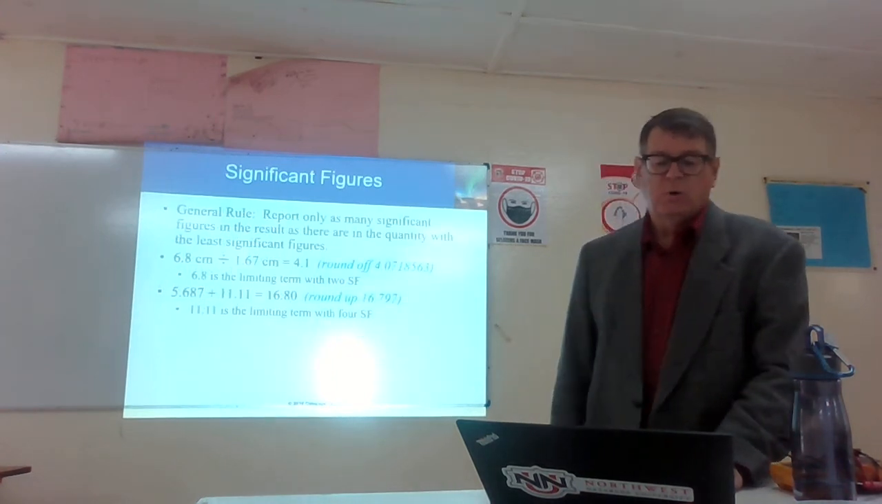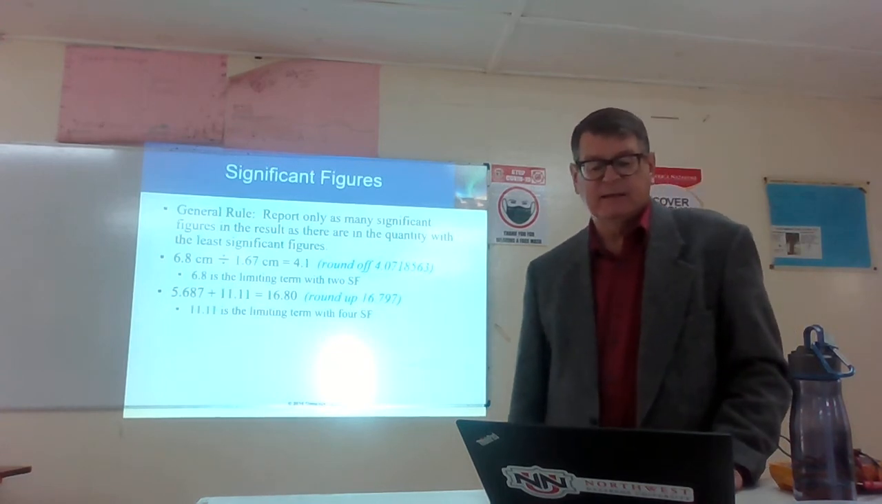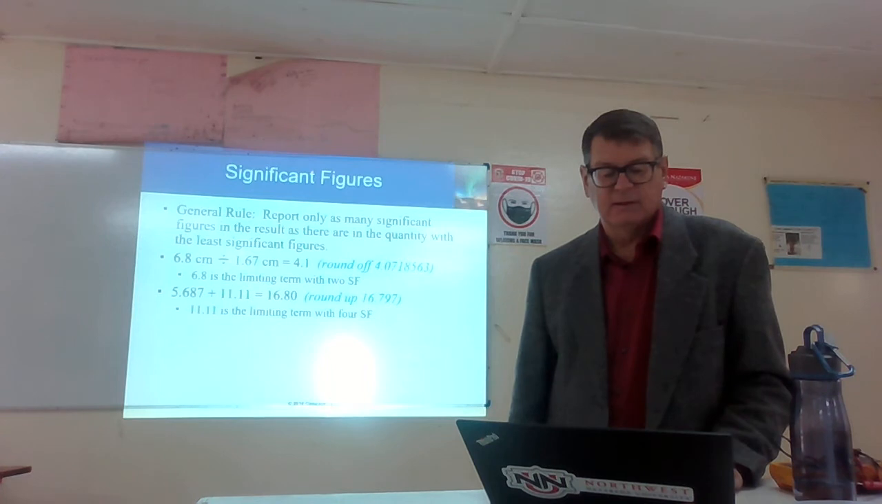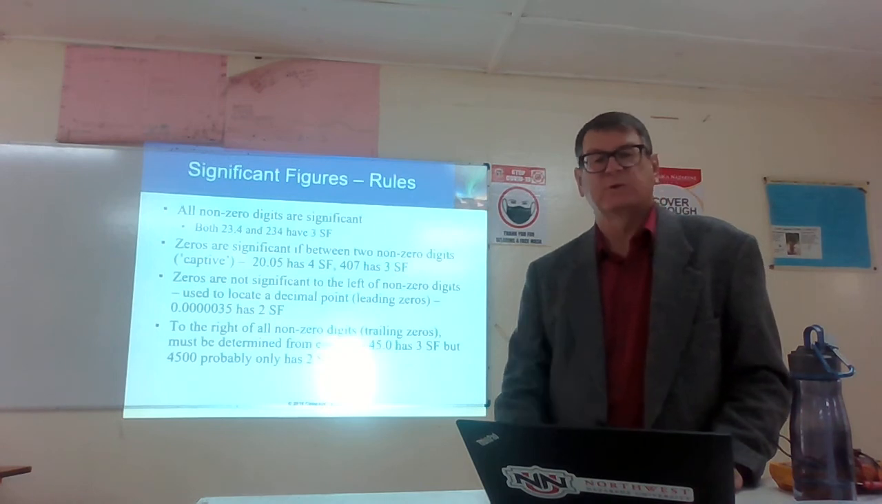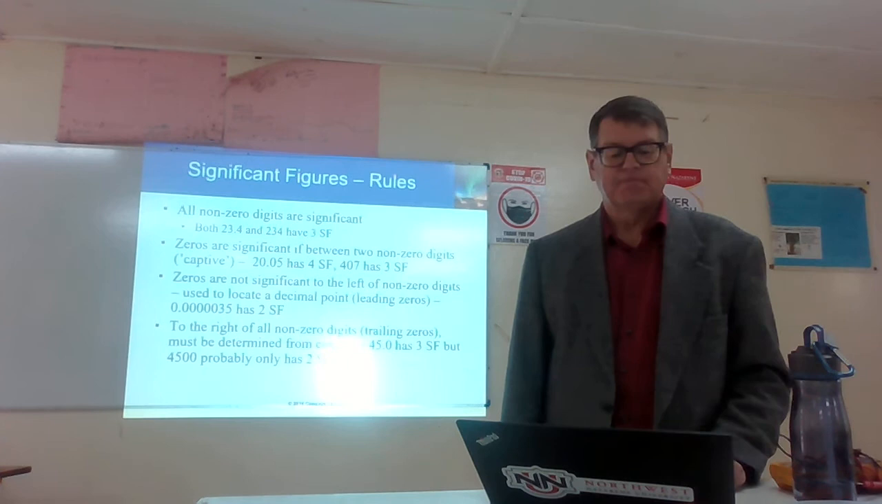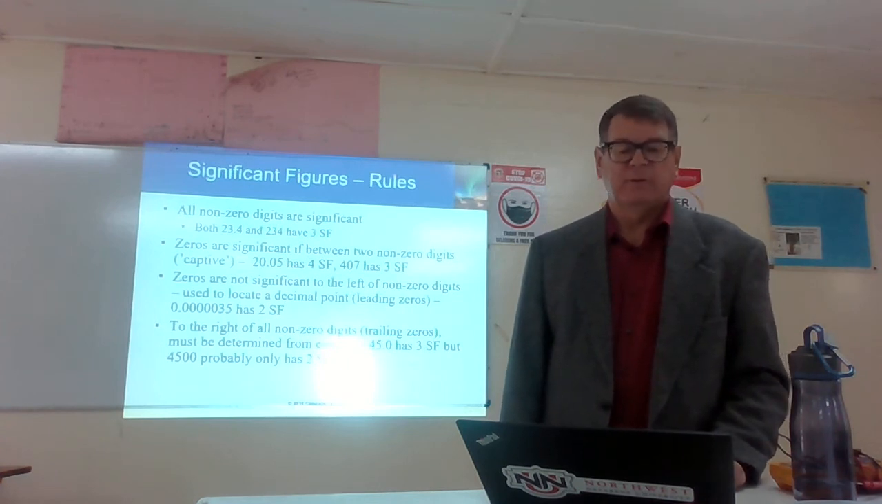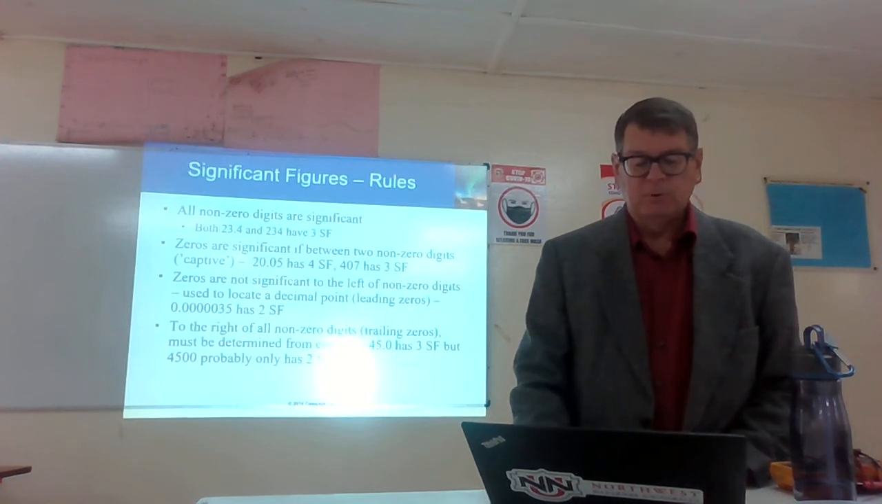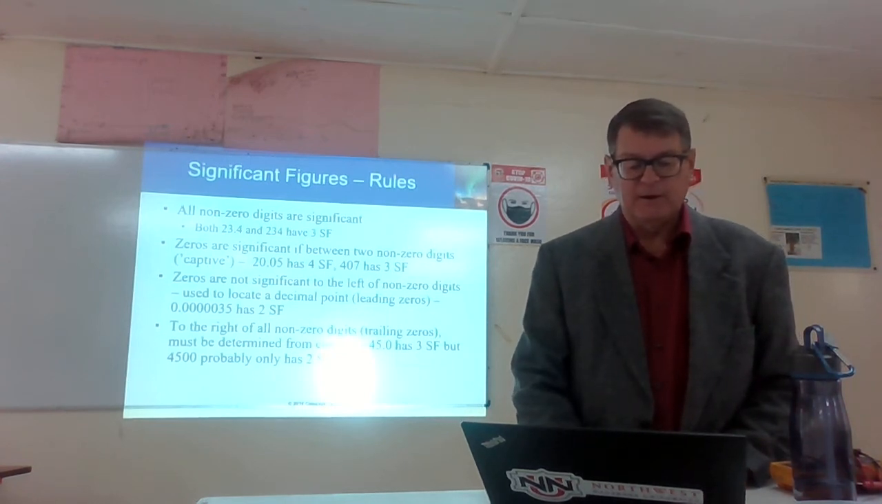So as a general rule, we report only as many sig figs as there are in the quantity with the least number of sig figs. And that's what we just went through. And here are the rules for sig figs. All non-zero digits are significant. So when you have things other than zeros, they're always significant. Those two numbers both have three sig figs right there.